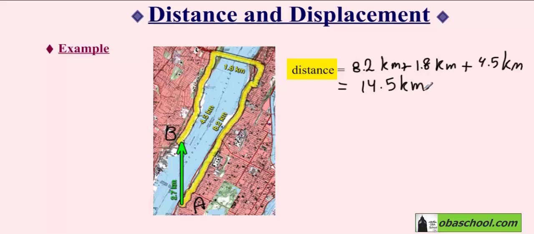This is the distance. However, the displacement is the minimum distance between A and B, which is the green line now. Thus, displacement is 2.7 kilometers north.